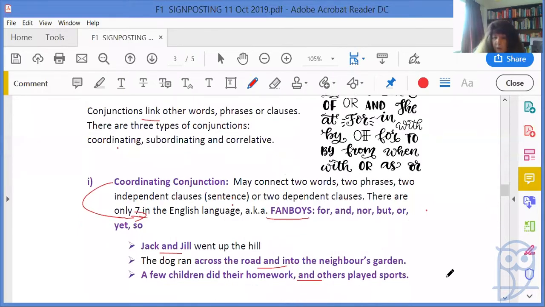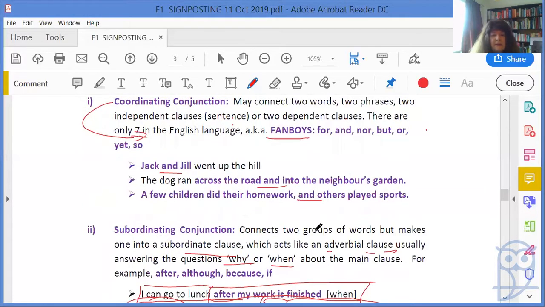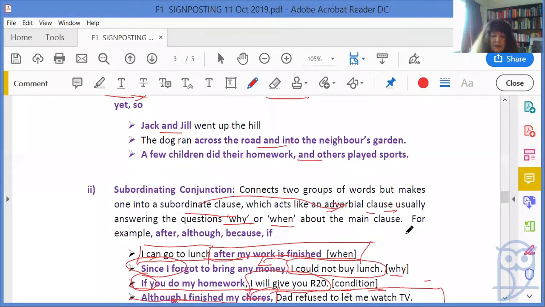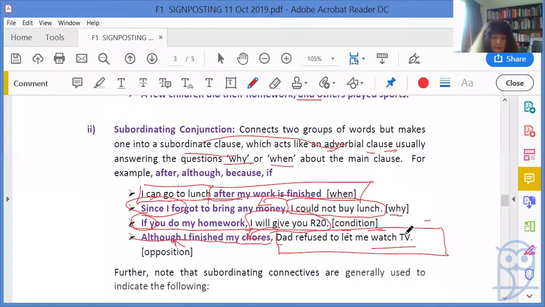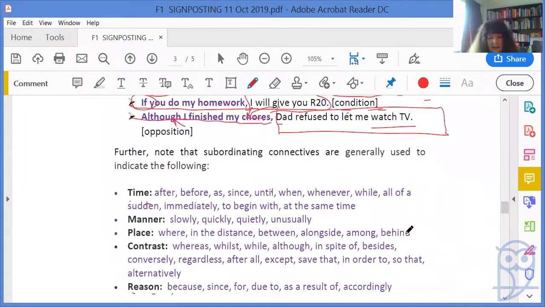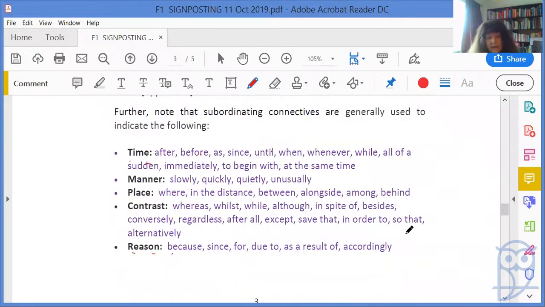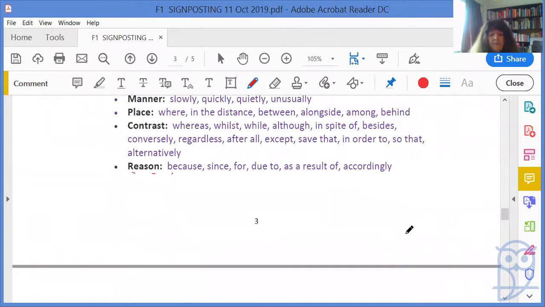Okay, coordinating conjunctions: only 7 of them, which are FANBOYS. You can easily remember them. And you've got the subordinating conjunction, which connects 2 groups of words and makes one into a subordinate clause. So you've got a main clause and a subordinate clause. And the subordinate clause is a bit like an adverbial clause because it answers certain questions like why, when, where, etc. Time, manner, place, contrast, reason, in other words.